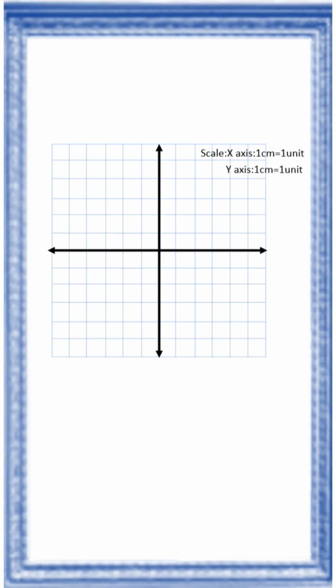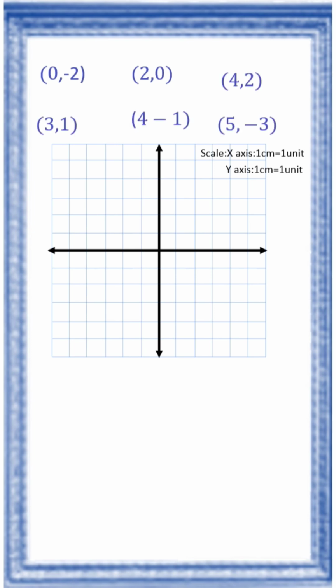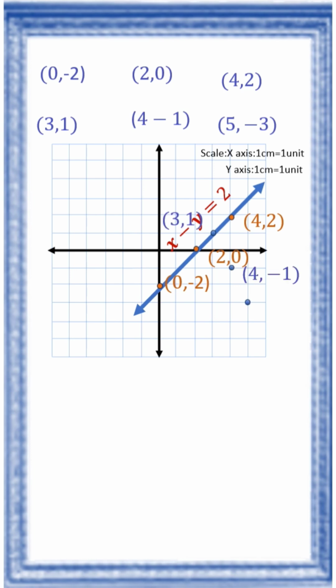Now take the graph sheet and mark the x and y axes and also write the scale. Here are the points for equations 1 and 2. Now mark the points of equation 1 on the sheet like this. Carefully mark and join all the points which represent the first equation. Now mark the points for the second equation and join all the points.